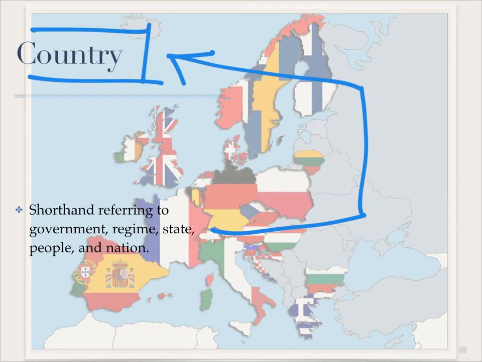The state is referring to the institution, the human community that has a monopoly control of violence. And that's enough for today.